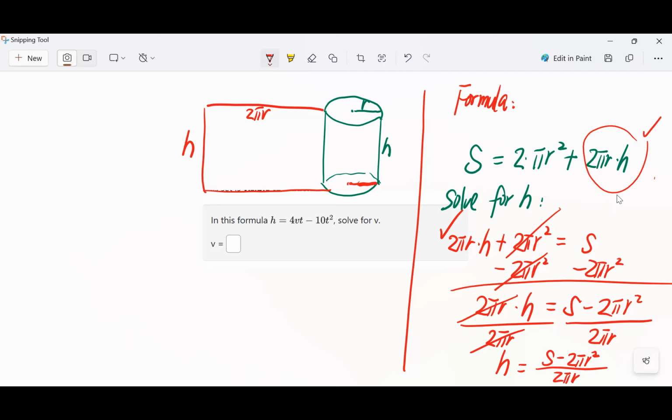And that's the best we can do, right? We're gonna leave it like that. We cannot cancel 2 pi r right here because there's a subtraction on top. So this is the final answer for this problem. Any questions about this?